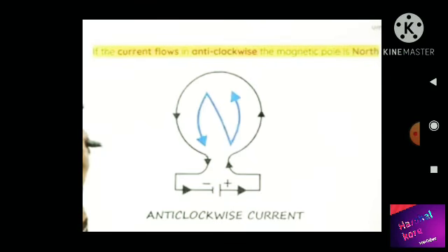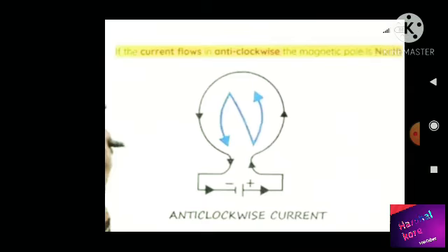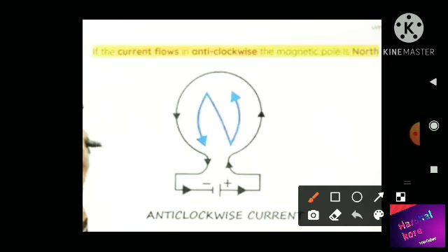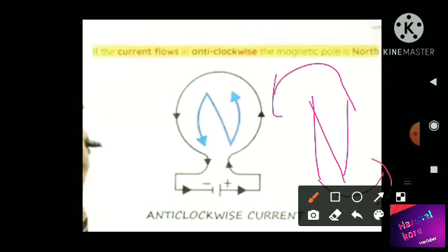Now there is an important point that we can call the face clock rule. How can we remember both? If the current flows anti-clockwise, the magnet pole is north. By the N we can understand the magnet pole should be north. It is anti-clockwise, so anti and N means north. Anti-clockwise current means the pole direction is north.